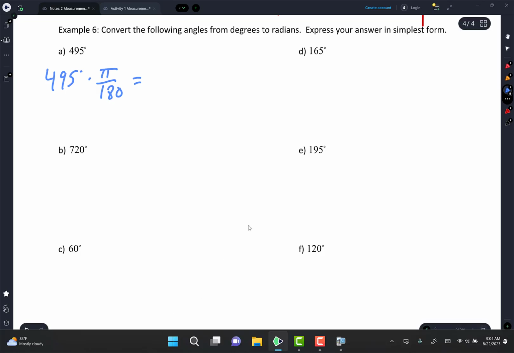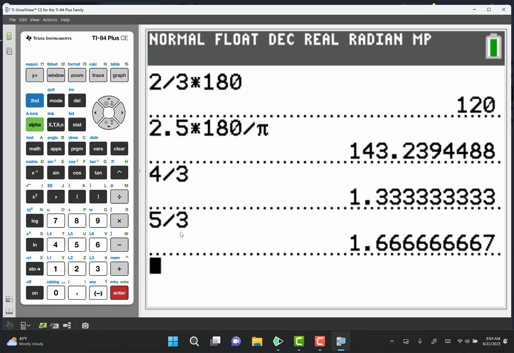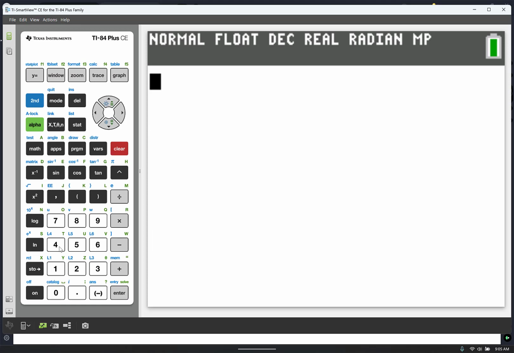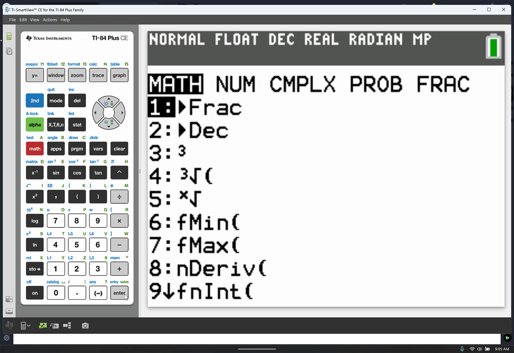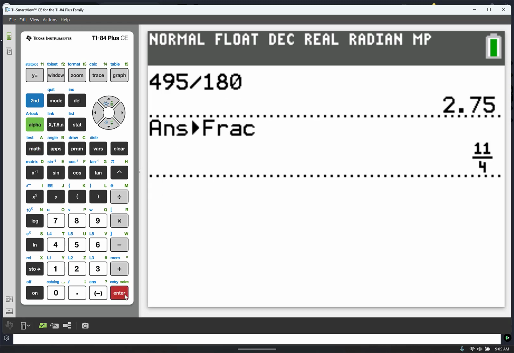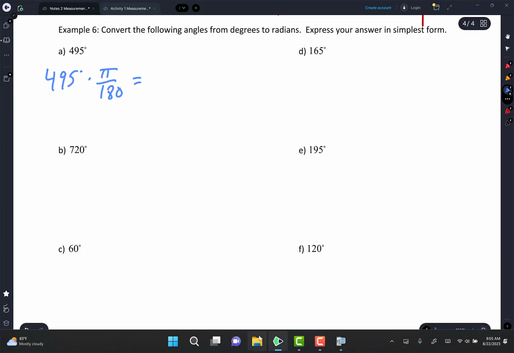So here's how you type it in the calculator. I'm going to push clear and push 495 divided by 180. Don't put the pi in there. Push enter, and I'm going to turn that into a fraction. Child, how do you turn it into a fraction? Push math, enter, enter. It's the very first one, frac. And just put the pi next to the 11. See, I got 11 over 4. So this is 11 pi over 4. If you wrote the decimal, it's still correct, but the decimal is the approximate. The pi is the exact.